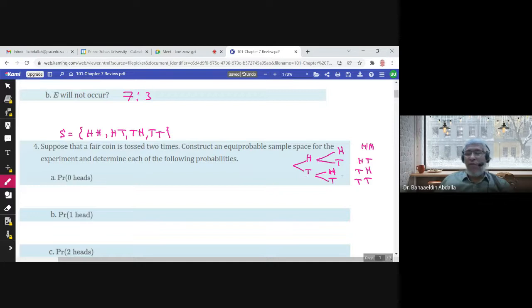So there are 4 outcomes in the sample space. Construct an equiprobable sample space. So this is the answer. This is the sample space. And determine each of the following probabilities.